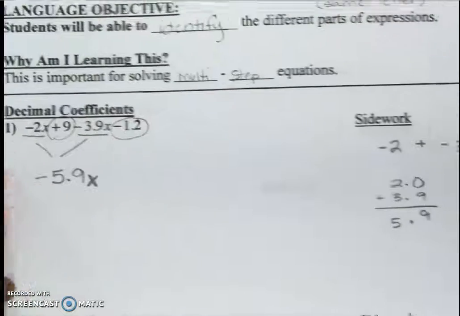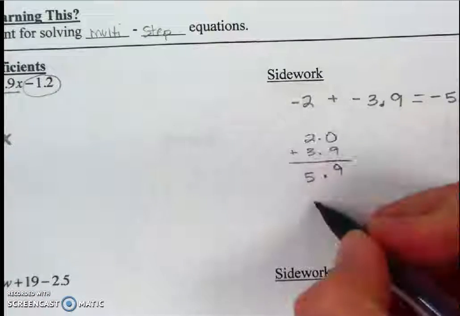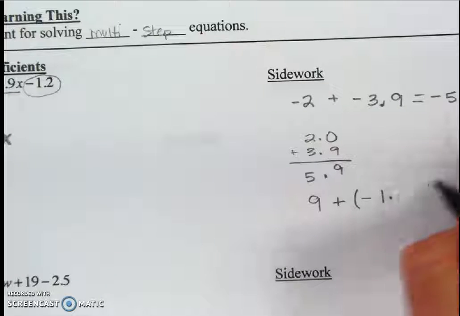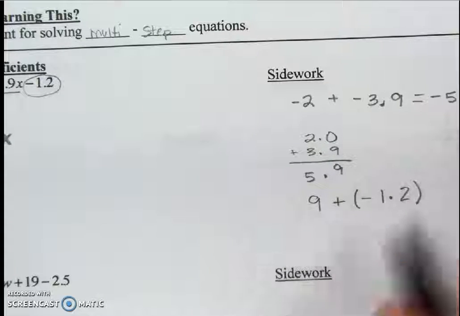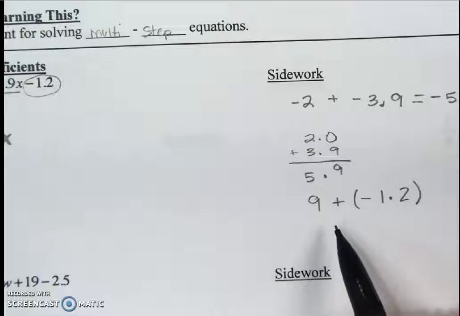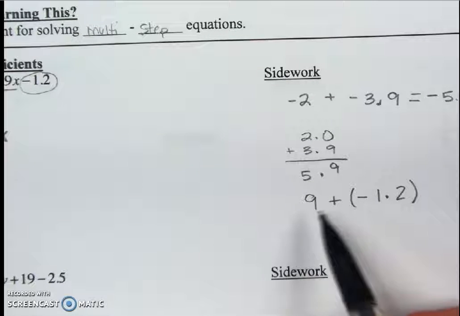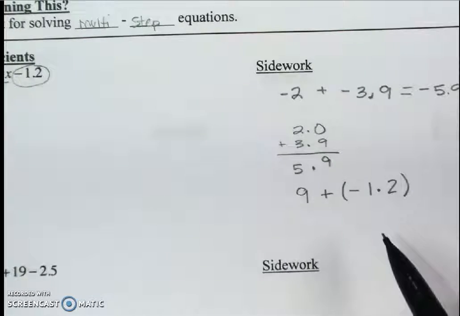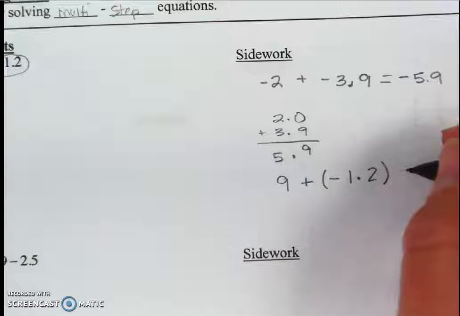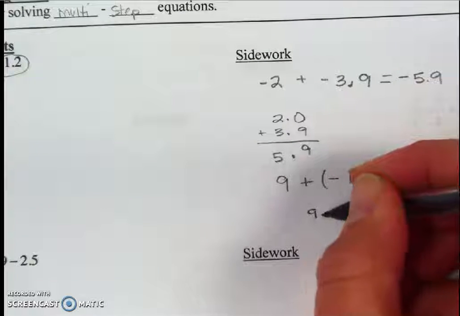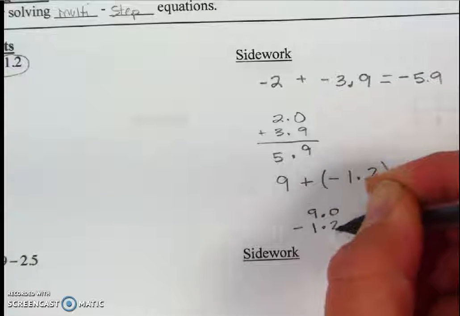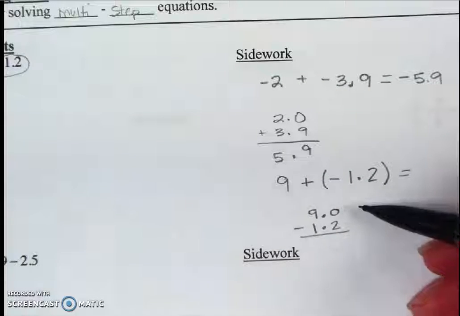So over here again for the side work, I'm going to write 9 and negative 1.2. Now I see the signs are different, so I've got a positive 9, negative 1.2, so I know I'm going to end up subtracting. What do I have more of? Well, I have more positives. And so I'm going to subtract right here, lining up the decimals, 9.0 minus 1.2. I had more positives, that's why I put the positives up top.